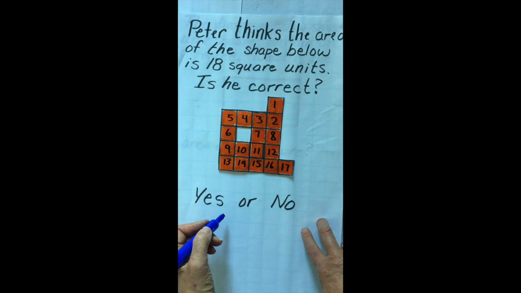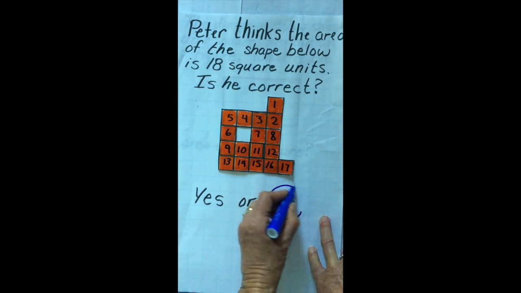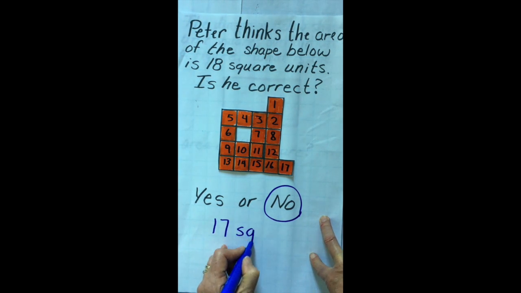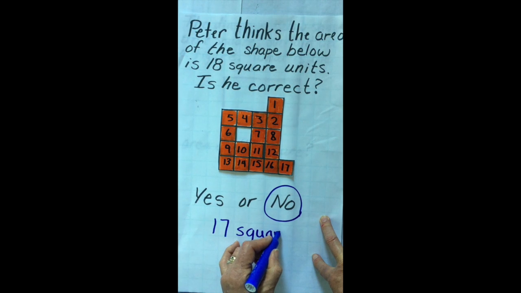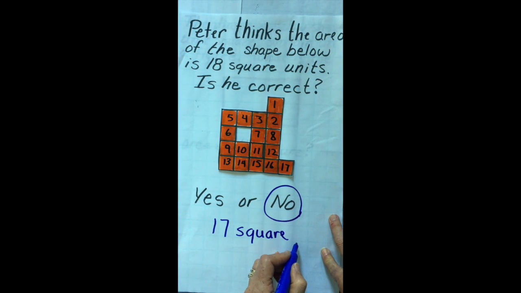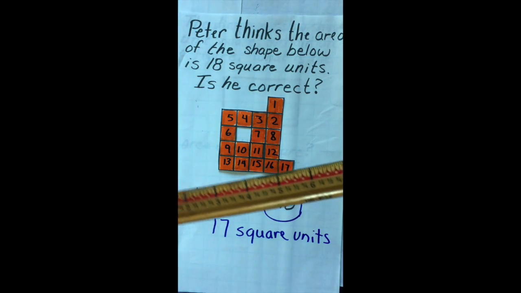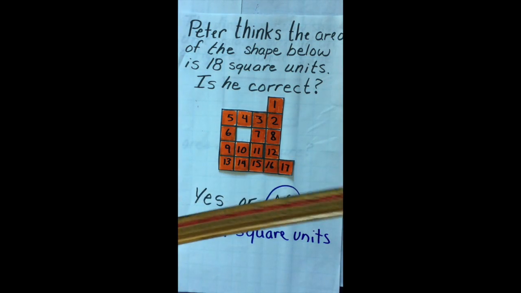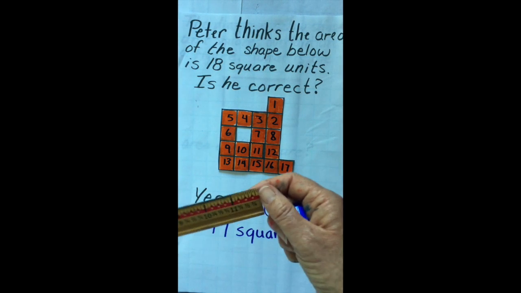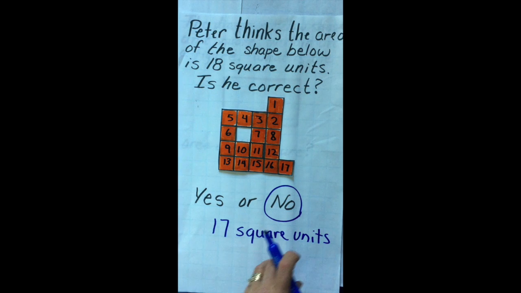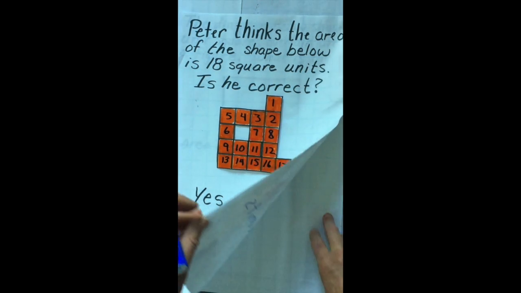So is he correct? No, he's not correct because there are 17 squares. Remember, we have to use the word square because we are measuring square units, and that's how we write it. If you don't write the units, they might just think it's 17 inches, and 17 inches would be a lot different than 17 squares. It would be longer than this. Okay. Let's go to the next slide.